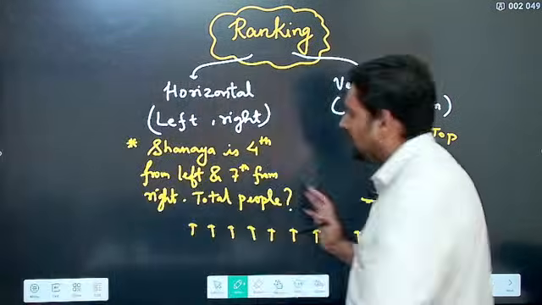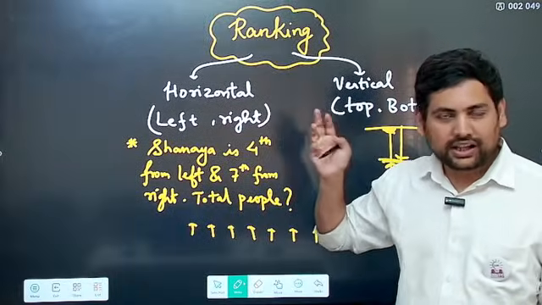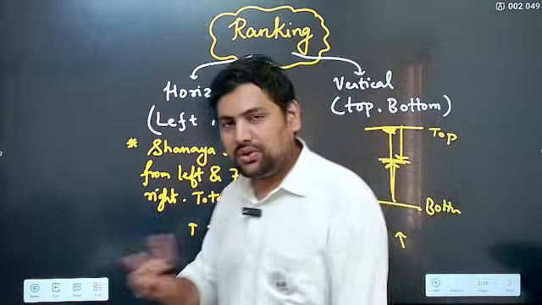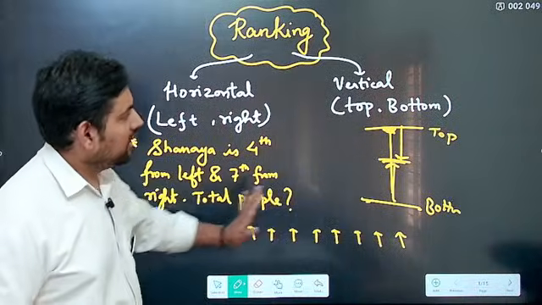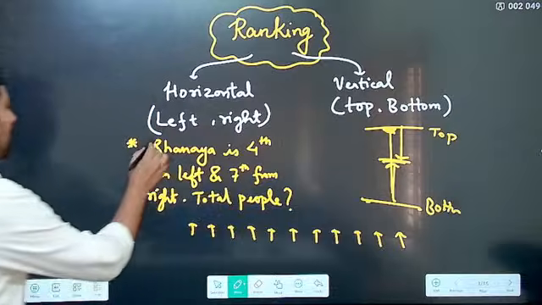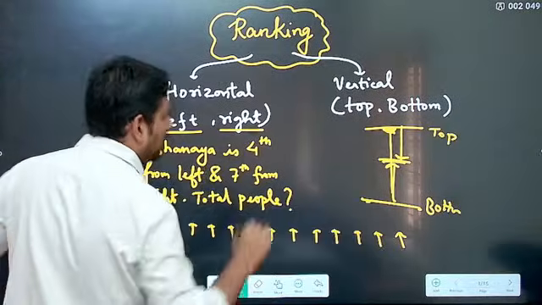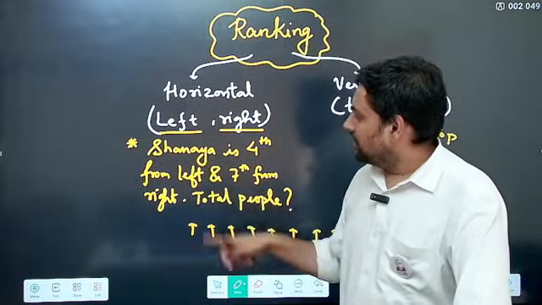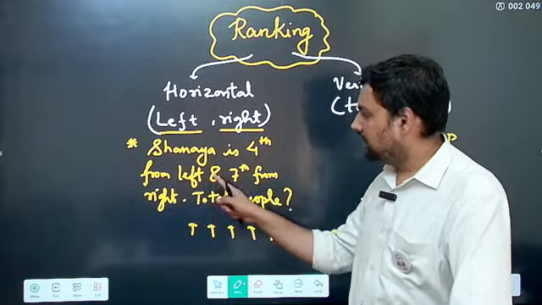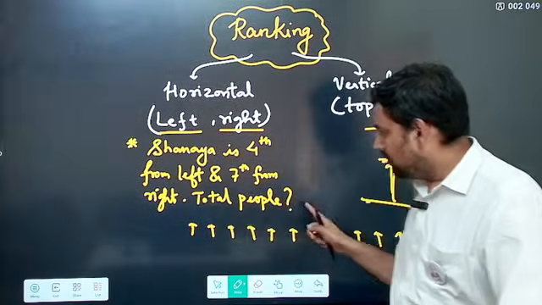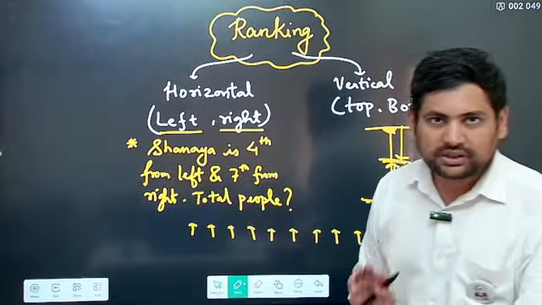Similarly, you can have it from left and right. This is the horizontal ranking. These are the only two directions in which we'll be dealing with questions of ranking. Horizontally, the ranking will be given to you from left or right. Take this question: Shania is fourth from left and seventh from the right. Total number of people in the row you have to calculate.